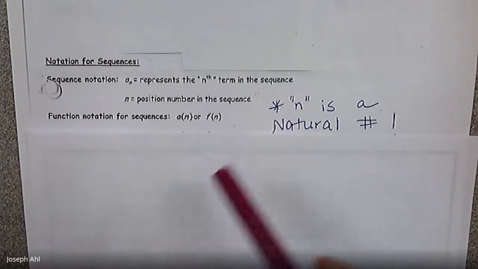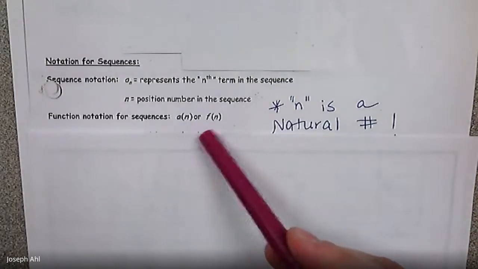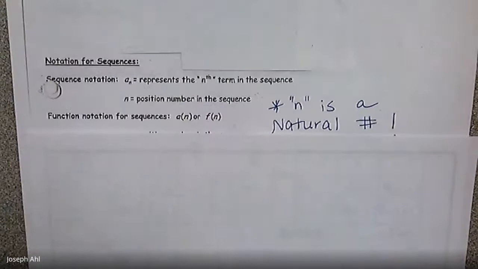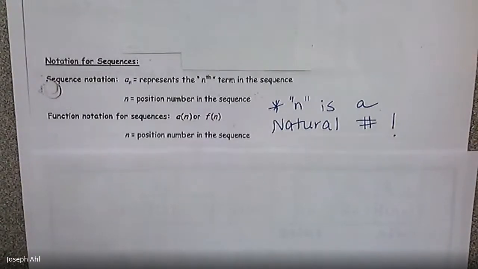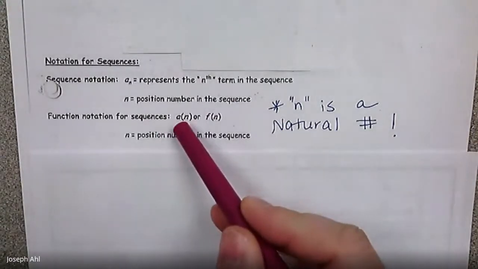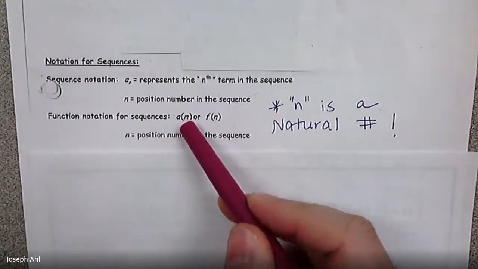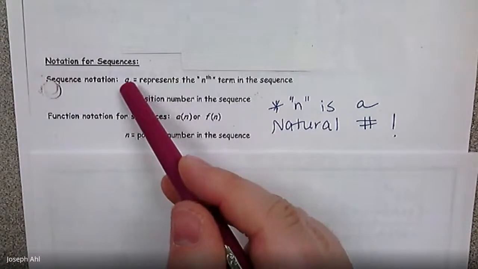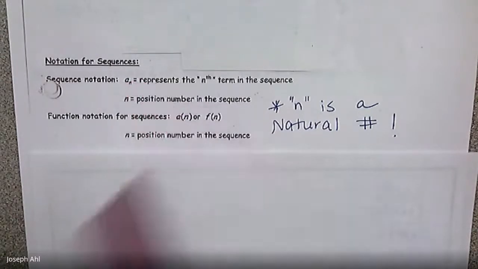And I would say it's probably a little less common to see function notation, although it does come up here and there. a of n or f of n is what you might see for function notation. And n is still the position number in the sequence. So if I said a of 2, that would be the second term in the sequence, whereas I read this up here as a sub 2, or I might just say a2 pretty commonly.